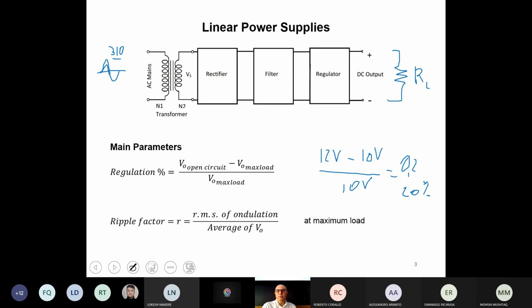If at the denominator I use the 12 instead of 10, this number could be smaller. But I want to know what is the performance in real operation. So in real operation, I will work probably at the maximum load. That's why I use the voltage at maximum load at the denominator. It's a definition. We can define as we want, but in this case, it's more convenient to define it in this way.